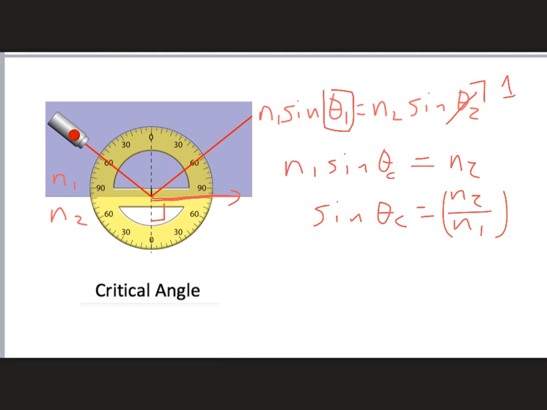Why? Because if it were the other way around, instead of bending away from the normal, the refracted ray would bend towards the normal, and you'd never get it going back into the second medium like that. But anyway, that is total internal reflection and the critical angle.